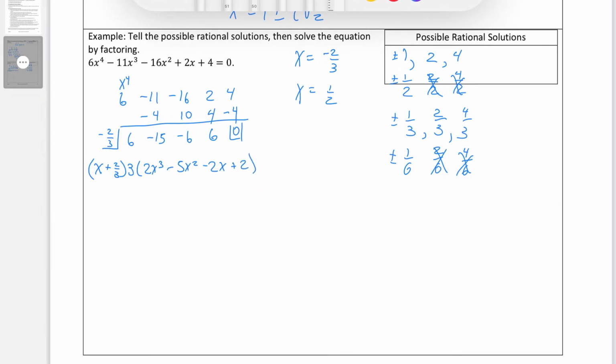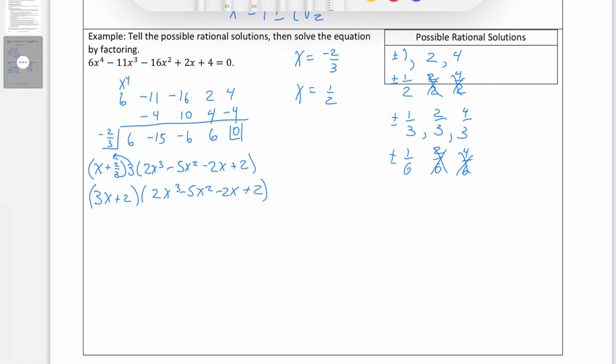Now, at the same time that I do that, I'm going to distribute this 3 into this parenthesis there, so that I would now see my factors as being 3x plus 2, yes, 3x plus 2, times 2x cubed minus 5x squared minus 2x plus 2.